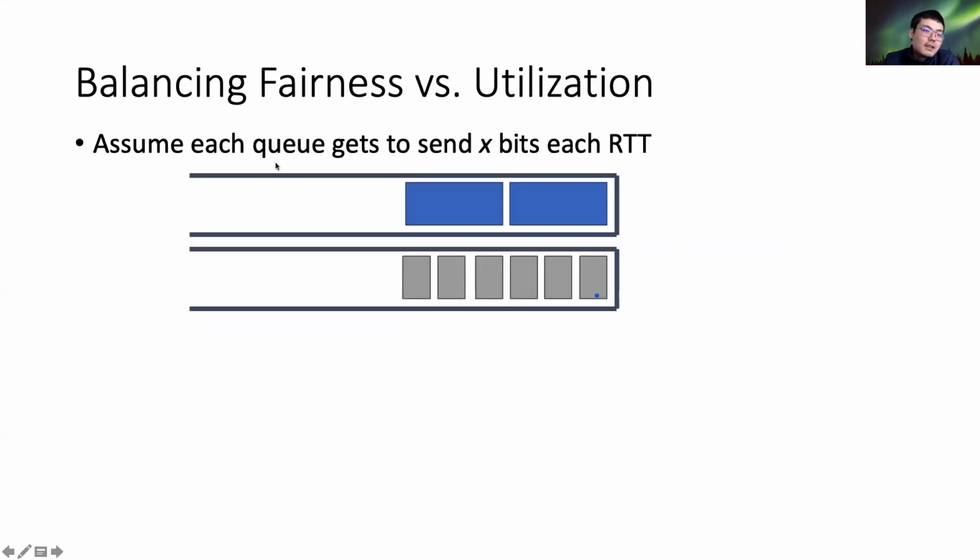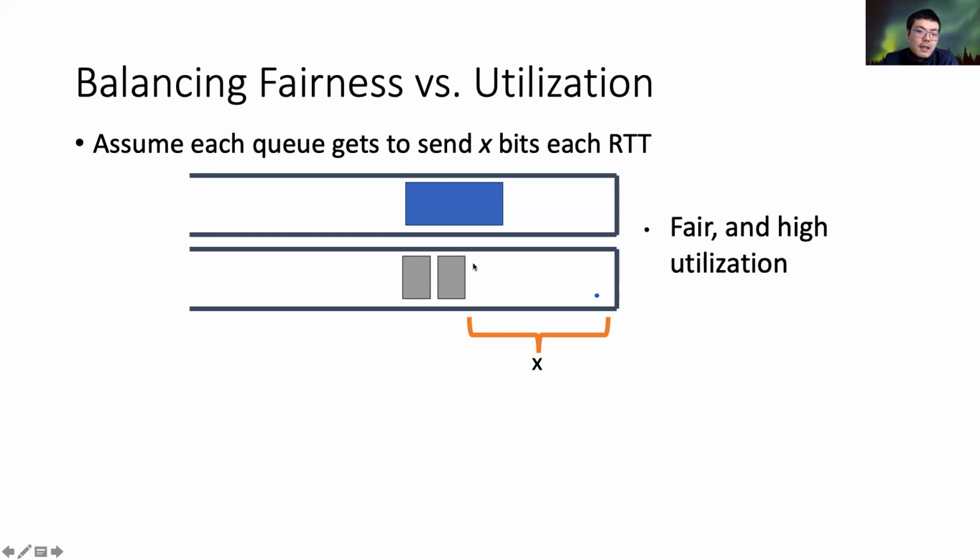So here, let's take a look at the balancing fairness and utilization concept. Assume that each queue gets to send X bits each round time. So assume you are doing bit by bit. What you will do is you will send this, and then you send maybe, by this time it's close to the blue side, you will send another packet.